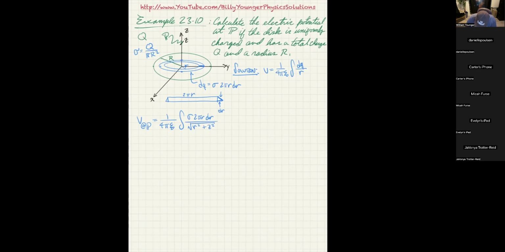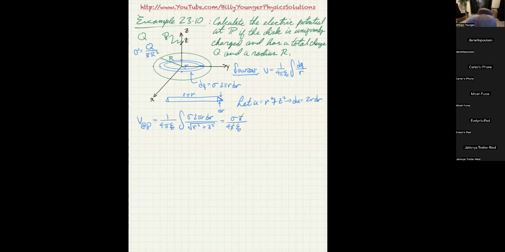Now I'm going to pull out the pi and the sigma, but I'm going to leave the 2 because it turns out that's kind of helpful. So I'm going to say sigma pi over 4 pi epsilon naught. I'm going to cancel out this pi with that pi, and that's all good. But what I'm also going to do is let u equal r squared plus z squared. Therefore, du is equal to 2r dr. Now you see why I left the 2 up there.